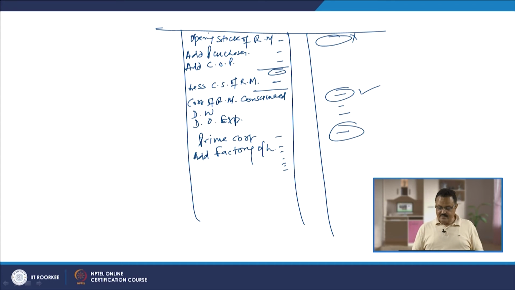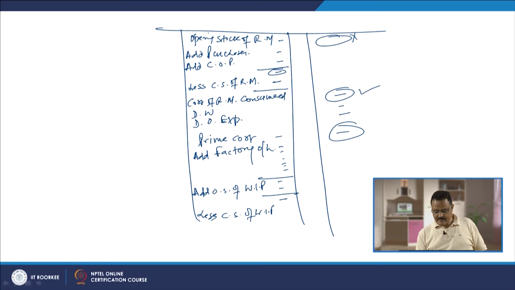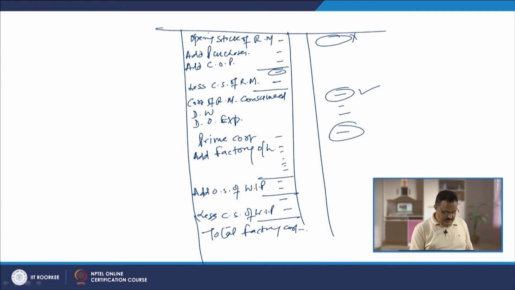Now, after calculating the prime cost, add the factory overheads, and as we have done in the previous problem, you add up the factory overheads and total it up in the inner column. Do not write anything in the outer column. Whatever total comes here, add the opening stock of WIP. WIP means work in process. Put a line here, show the total amount, and write less closing stock of WIP. Subtract it, put a line, and now what it becomes is the total factory or works cost.